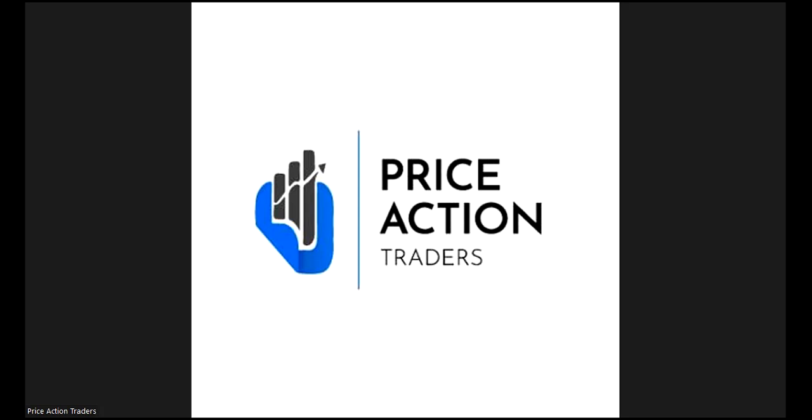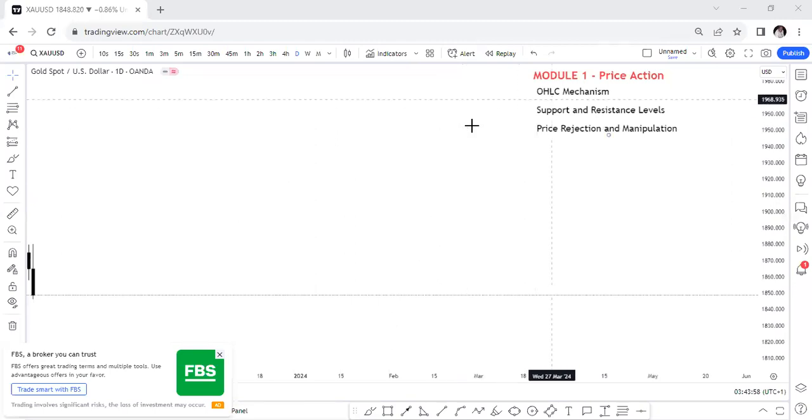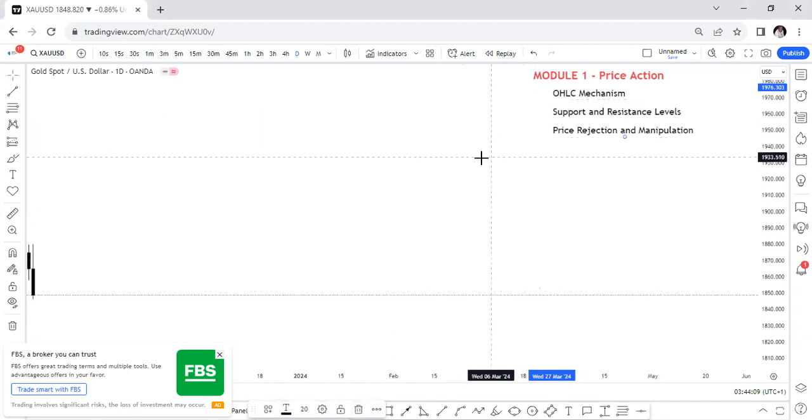You're welcome to this course, Malaysian SNR. This is module 1 of the course. Under this module, we're going to talk about price action. The sub-content is the OHLC mechanism, support and resistance levels, price rejection, and manipulation stuff.